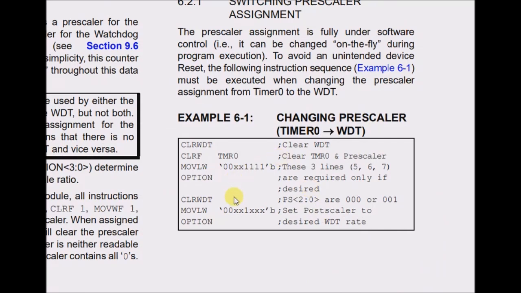Okay, so I was reading this code. CLRF Timer0, clear Timer0 and prescaler. MOVLW 00XX 1111, and then put that in OPTION. I won't examine that. That would be neat though.